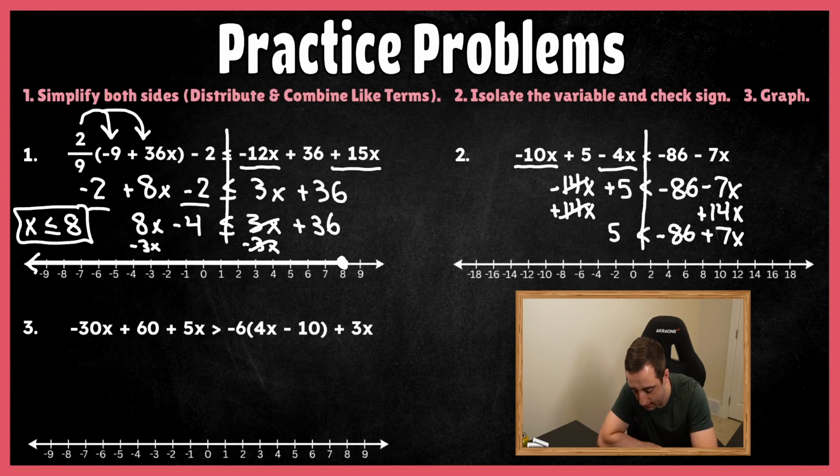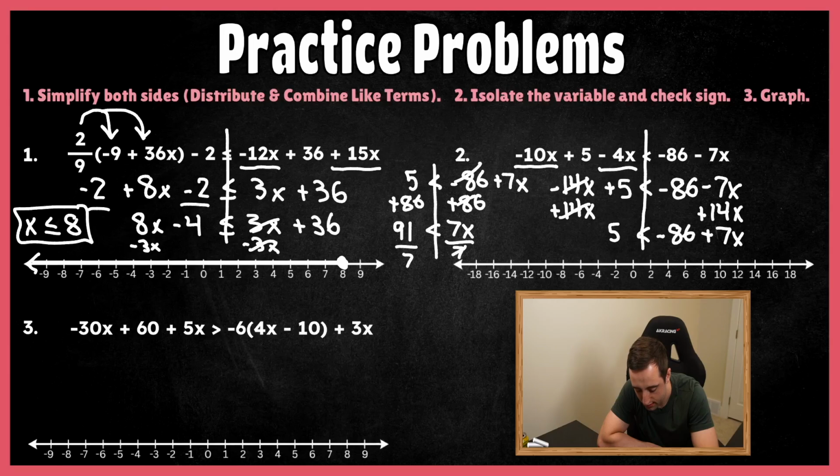And now let's go ahead and rewrite it over here. 5 is less than negative 86 plus 7x. We draw our line. Now let's get x isolated all by itself. So let's add 86 to both sides. 5 plus 86 is going to be 91, is less than 7x. And now let's go ahead and divide both sides by 7. The 7s are going to cancel, and we are left with 13 is less than x.